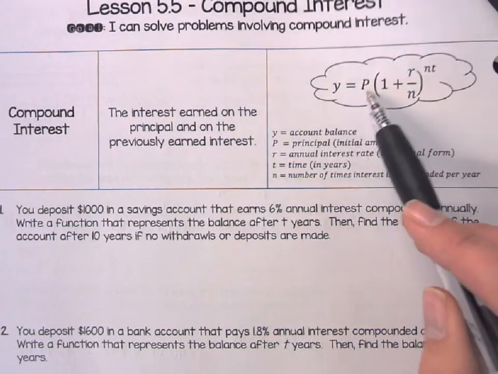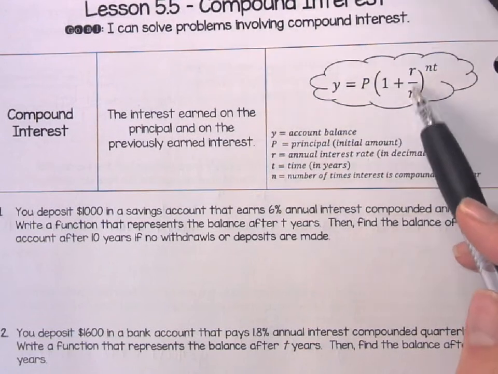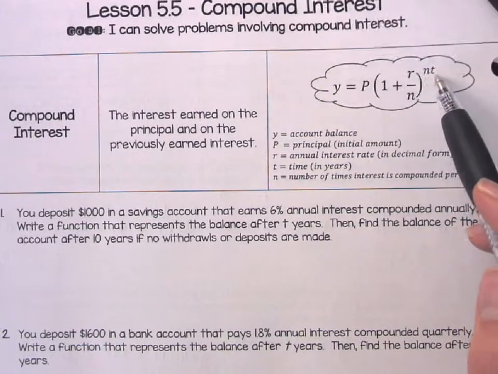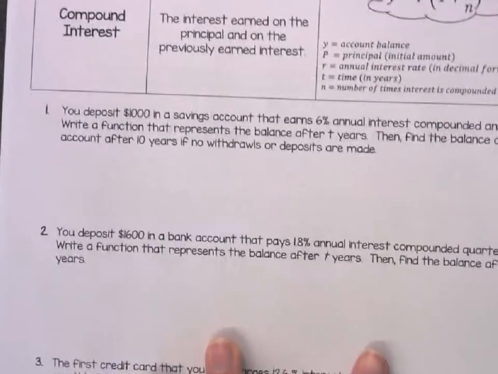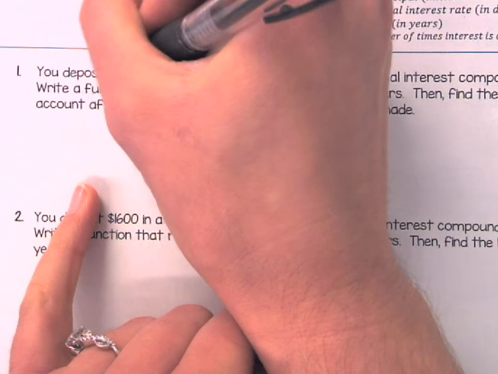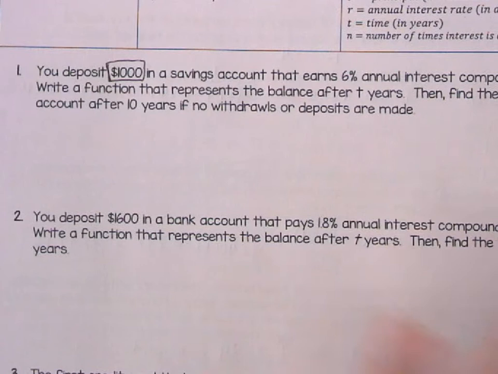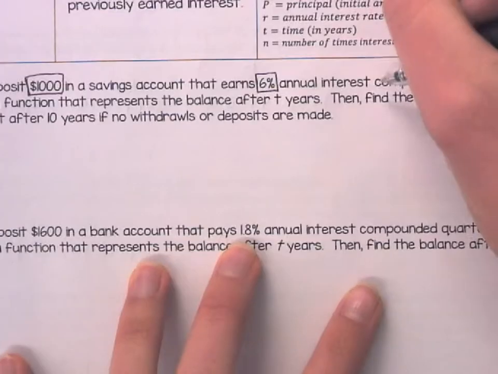This is your starting amount, your rate, which would be the percentage that we convert back to a decimal, divided by how many times it compounded during the year, and that same number goes here, times the number of years. We'll practice those on these problems, so you'll get to see this in action. It's saying you deposit $1,000 into a savings account. We'll worry about what that is in a second. That account earns 6% annual interest that's compounded annually.